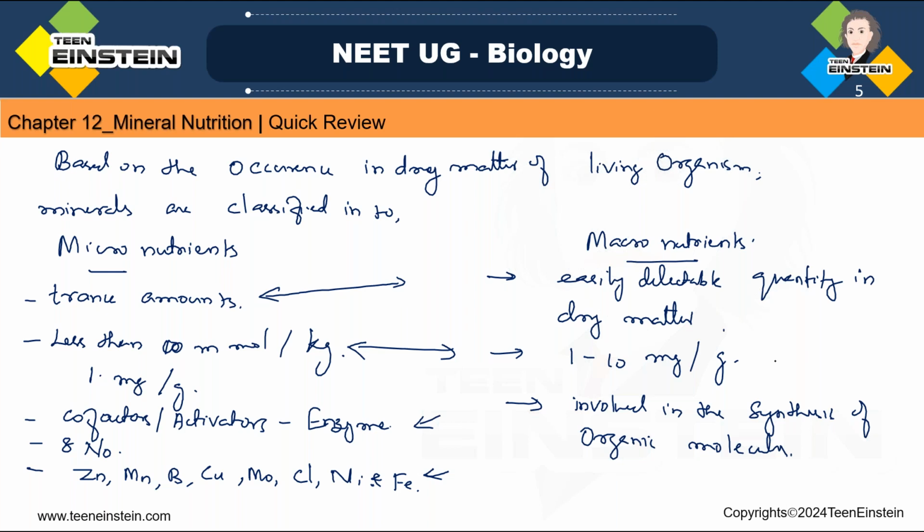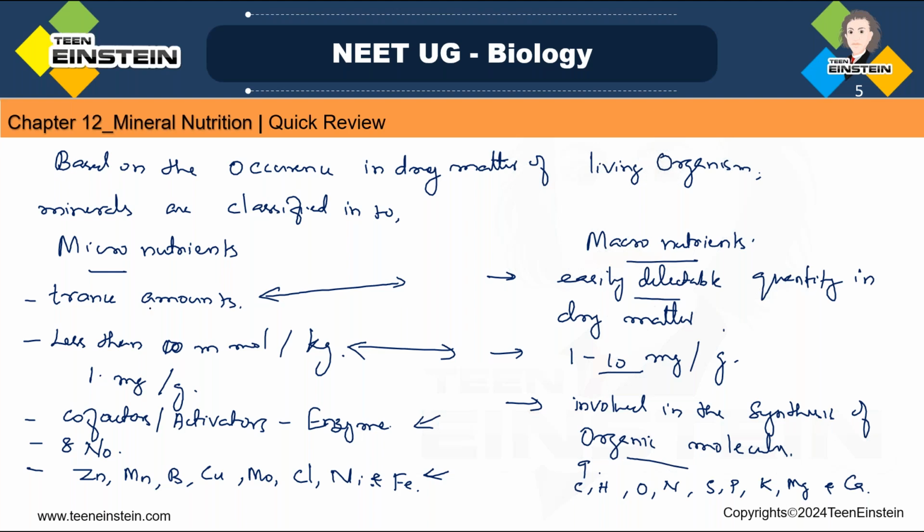And in the case of macronutrients, you can see we can easily detect the presence in dry matter and the quantity, and it is involved in the synthesis of organic molecules. Then the list: 9 macronutrients are there. Which are they? Carbon, hydrogen, oxygen, nitrogen, sulfur, phosphorus, potassium, magnesium, and calcium. These are macronutrients.